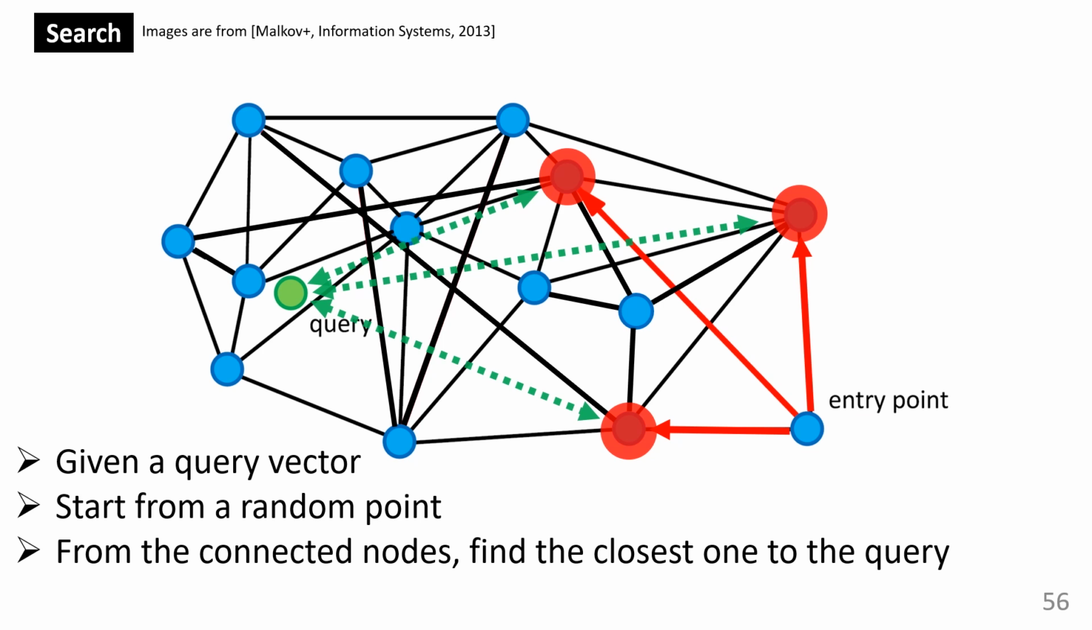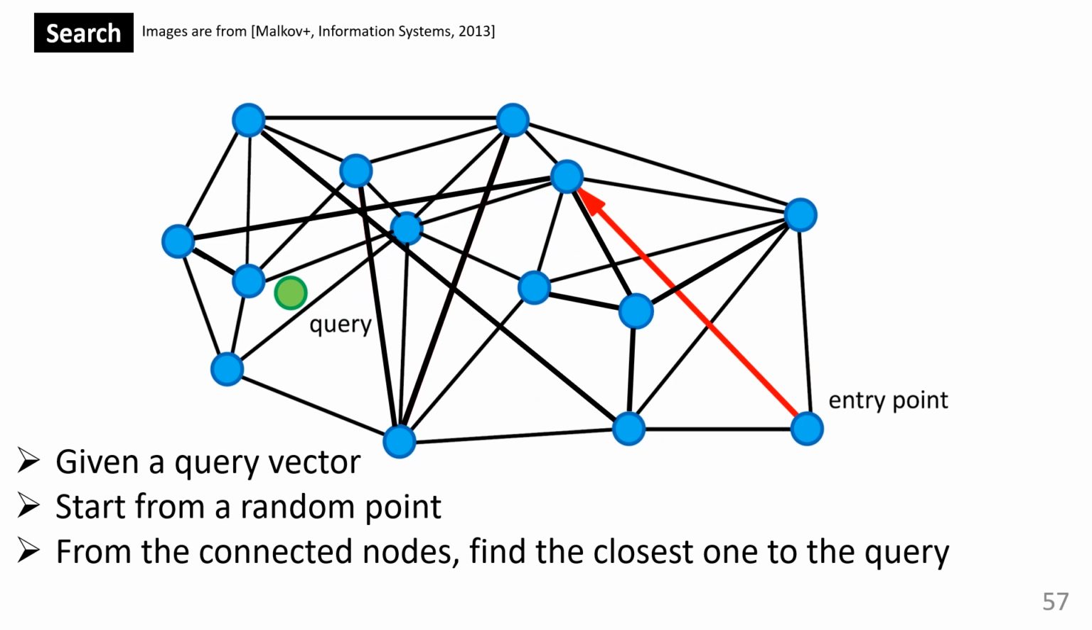For this, there are three connected nodes, these three, right? We compute the distance between this one and the query, and this one and the query, and this one and the query, these three green lines. In this case, this one is closest to the query, so we hop to this one, like this. Then we repeat this process. For this, there are some connected nodes, but this one is closest to the query.